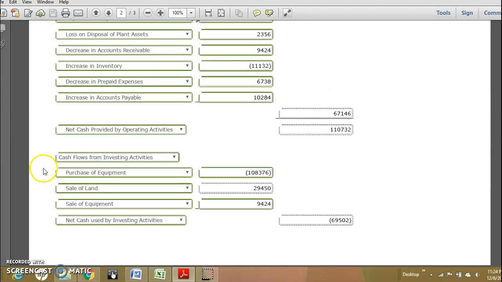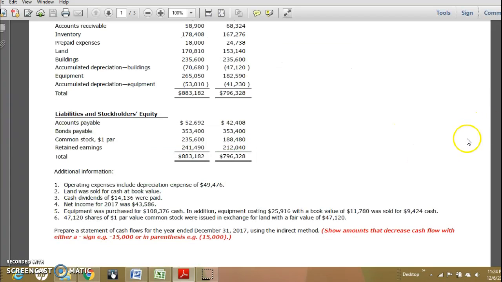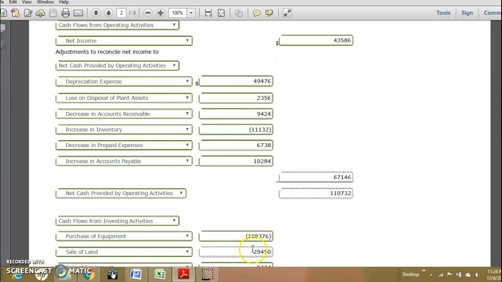Okay, so now we have our last category here. Sorry, I keep scrolling. The cash flows from investing activities. Our first item here is the purchase of equipment. I found this information in the additional information provided by the problem. Here, the company purchased equipment for 108,376 in cash. So I'm just going to input this directly here. I know that's the cost that was going out: 108,376.